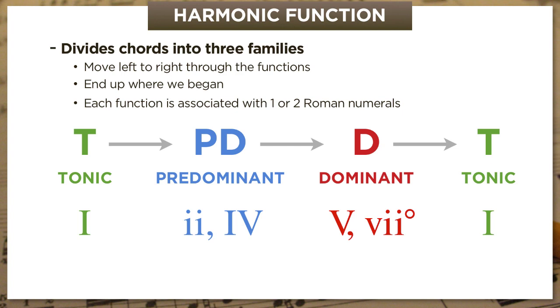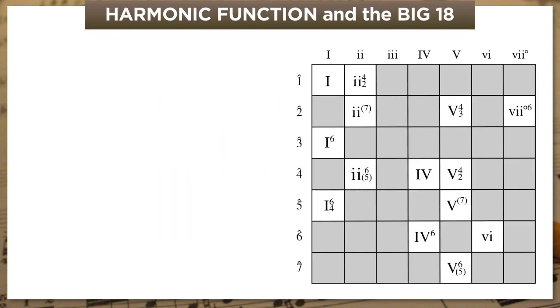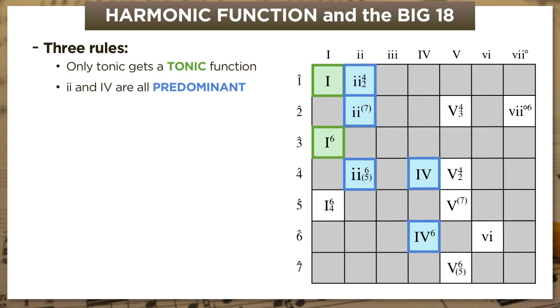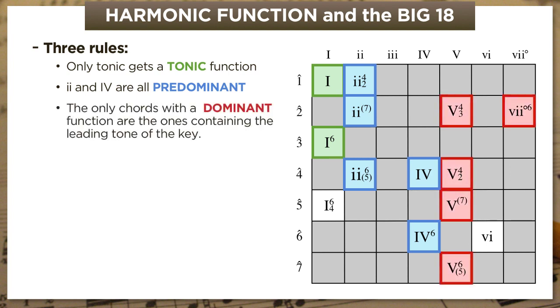So let's apply these functions to the chords of the Big 18, which we learned in the last video. And we can do this with 3 rules and 2 exceptions. So rule number 1, only tonic gets a tonic function. Rule number 2, all instances of 2 and 4 are predominants. And rule number 3, the only chords that get a dominant function are the ones containing the leading tone of the key. So there's 3 rules, and then there's 2 exceptions.